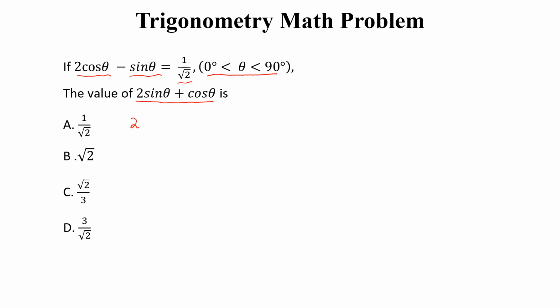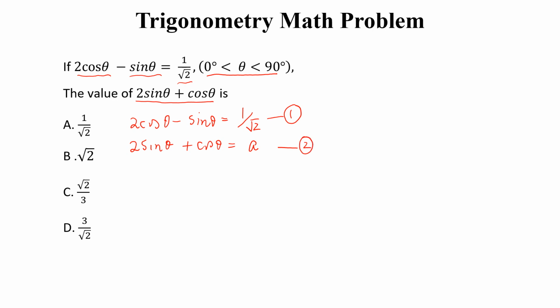Let 2 cos theta minus sin theta equal 1 over square root of 2. Let this be equation 1. Now let 2 sin theta plus cos theta be equal to a, and this is equation 2.